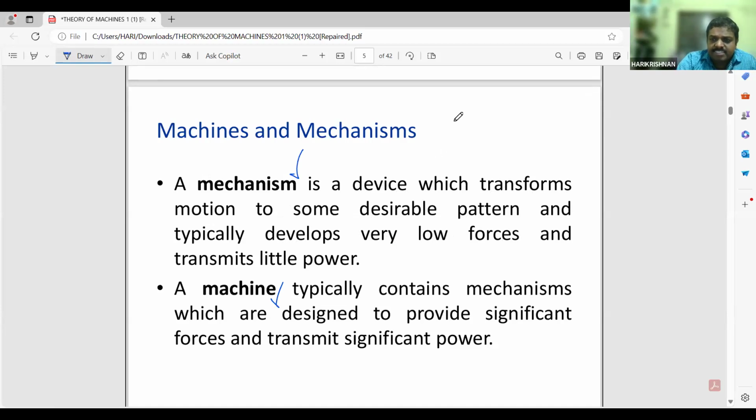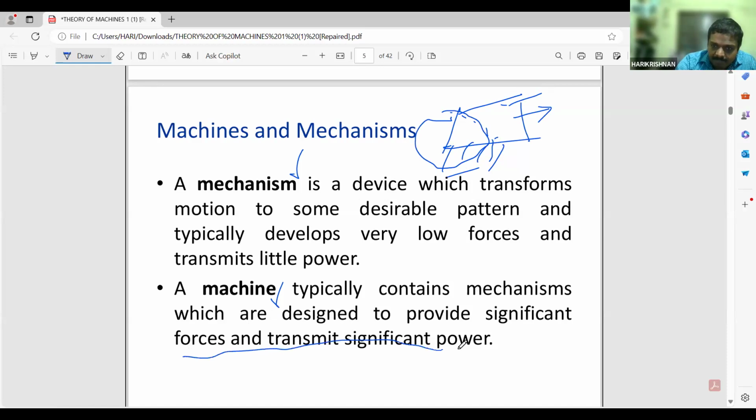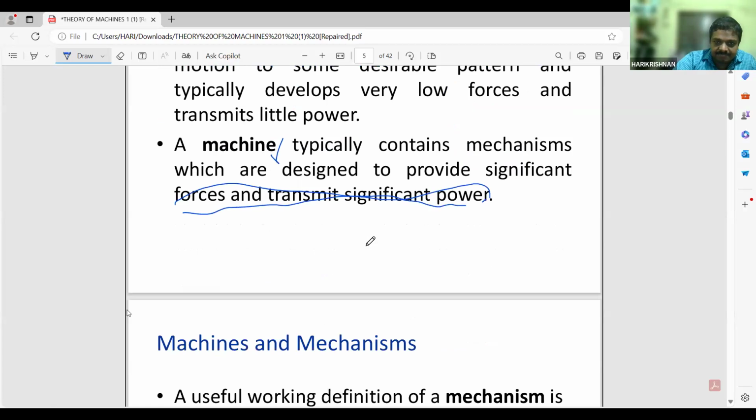Take a four-bar mechanism: if one link is fixed and another link rotates, the rest will also move. So this is a mechanism. But when we develop this into a machine, it will transmit force as well as significant power. That is the difference between mechanism and machine. We will study these things in detail, don't worry.